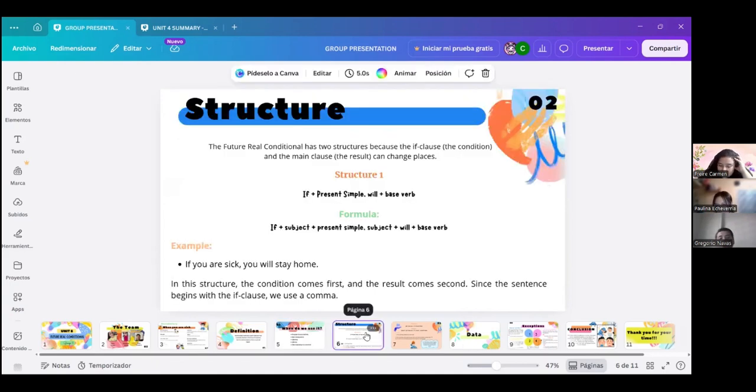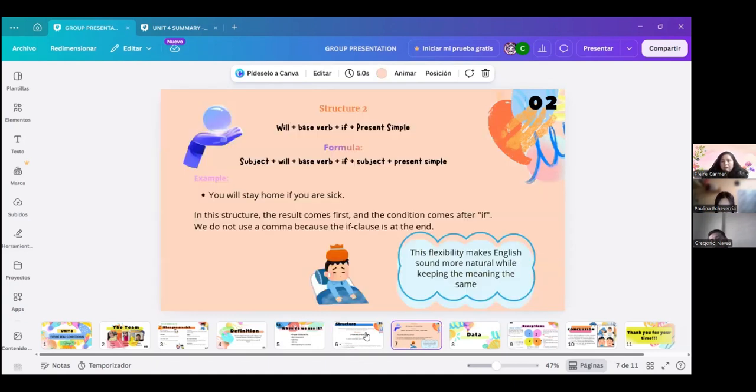Okay, structure. Structure number one. Now let's look at the first structure of the future real conditional. The structure is if plus present simple, will plus base verb. The formula is if plus subject plus present simple, subject plus will plus base verb. For example, if you are sick, you will stay home. In this sentence, the condition comes first and the result comes second. Because the sentence begins with the if clause, we use a comma after it.